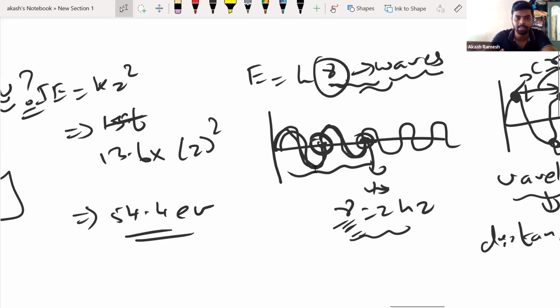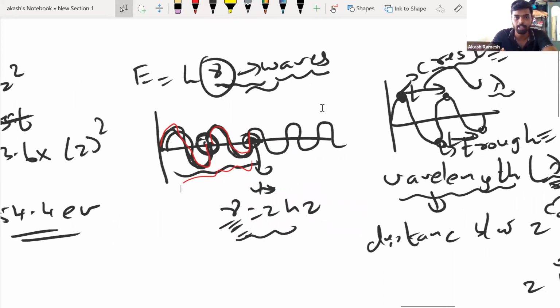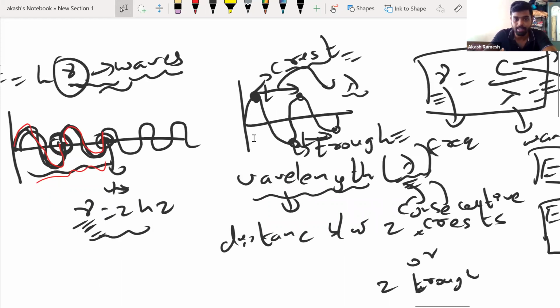Say this is 1 cycle. This is the second cycle. Like that, in 1 second, how many cycles you undergo? That is what is my frequency. And there is one more term regarding waves, that is wavelength. Wavelength is nothing but, first before that we have to understand what is this crest and what is this trough.